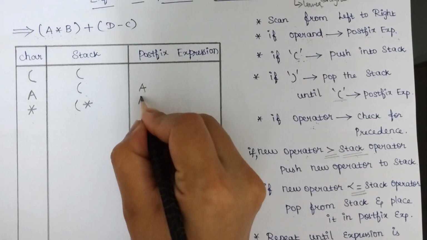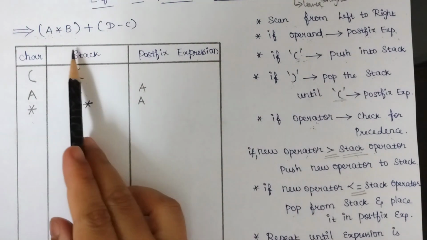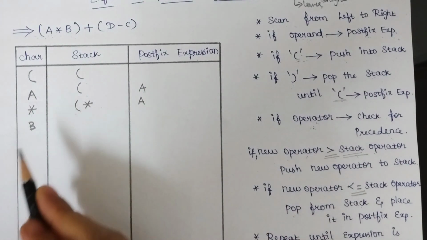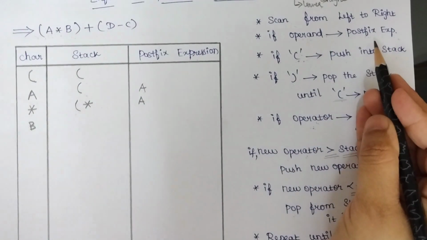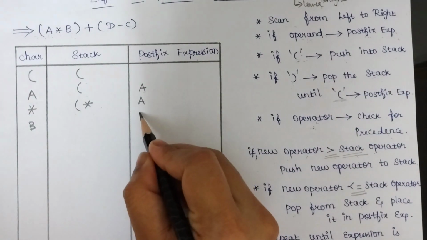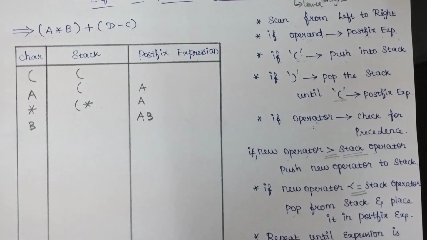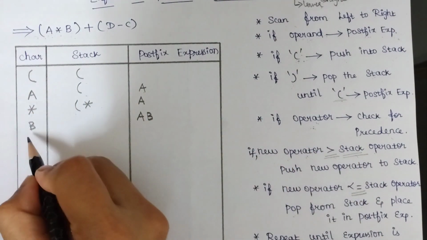And then what remains in the postfix expression? The same A. What is the next character to be scanned? That is B. B is again an operand. If it is an operand, then we need to place it into the postfix expression. We already have A in the postfix expression, so now I'm placing B along with A. And the next character is a close bracket.